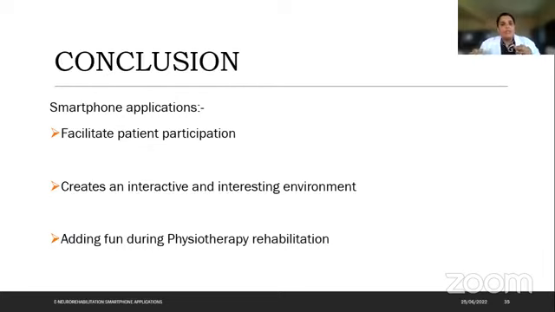Patient will be motivated to perform all these exercises. Then it will facilitate patient participation. Again, adding fun to your rehabilitation program. Remember one more thing, these smartphone applications cannot be used alone for rehabilitation. They have to be used in adjunct with the neuro rehabilitation services.